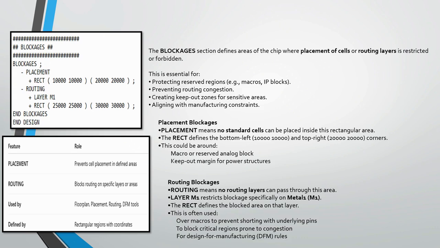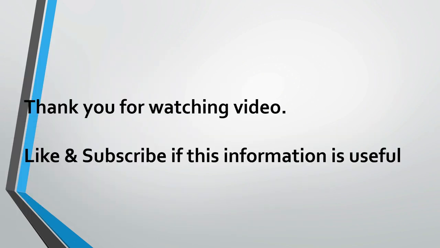Routing means no routing layers can pass through this area. Layer M1 restricts the blockage specifically to metal 1, M1. The rect defines the blocked area on that layer. This is often used over macros to prevent shorting with underlying pins, to block critical regions prone to congestion, and for design for manufacturing (DFM) rules.